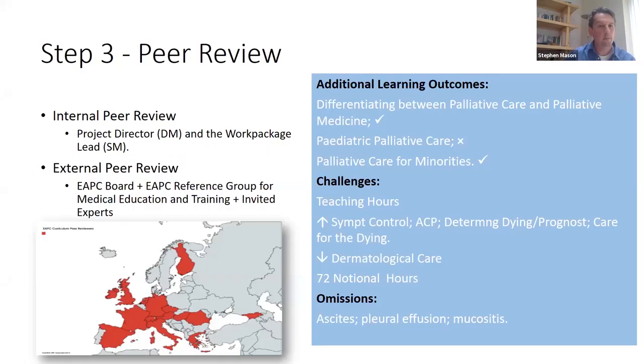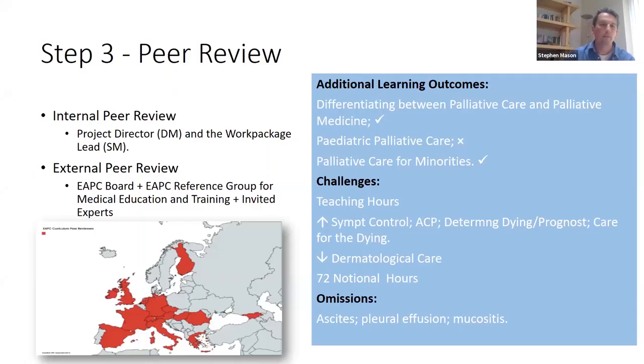We also sent the curriculum document that we developed out for external peer review, and that was sent to all the AIIHPC board members, sent to all the members of the AIIHPC reference group for medical education and training, and also to other experts in the field that we thought would provide us with some useful feedback. And we did get a lot of useful feedback, which did help shape and change the curriculum document. We had feedback from 27 different people and from 17 different countries.